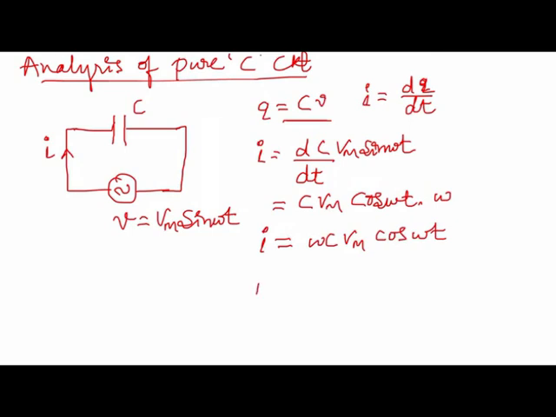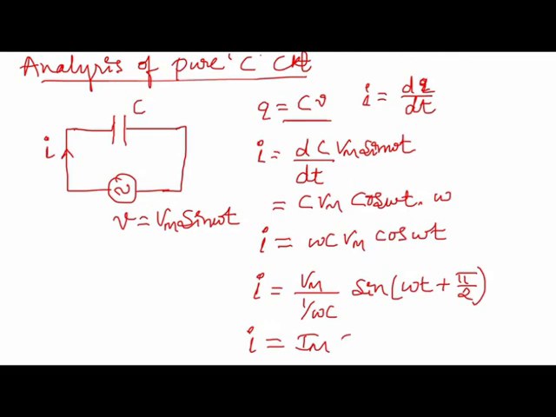So this can be written as I is equal to Vm, and this omega C can be written as 1 by omega C in the denominator. Cos omega t in terms of sin, we can write as sin omega t plus pi by 2. In the case of an inductor this was minus pi by 2, but here it is plus pi by 2. So this can be written as I is equal to Im sin omega t plus pi by 2. So this is the nature of current in the case of a pure capacitor.